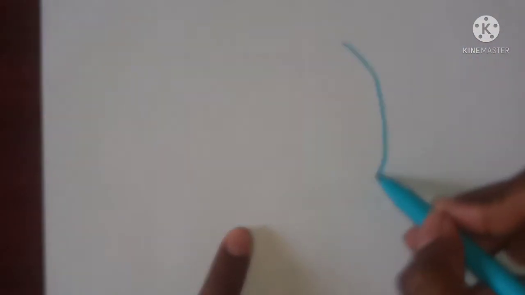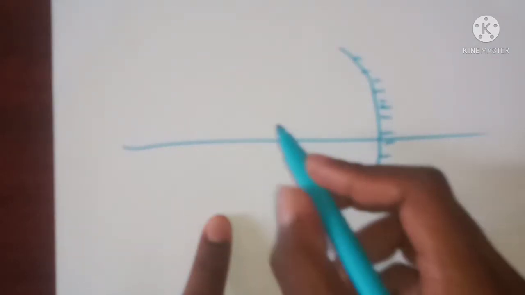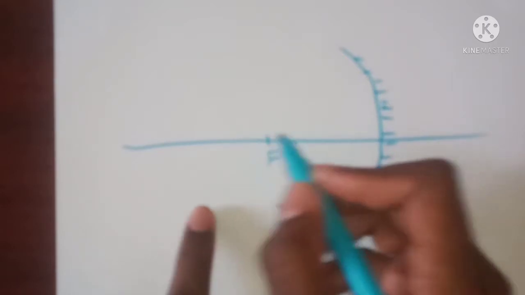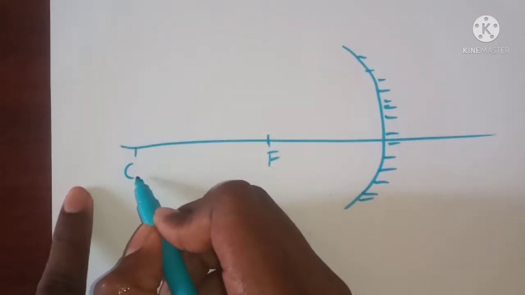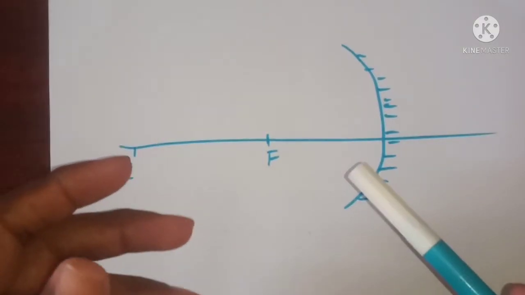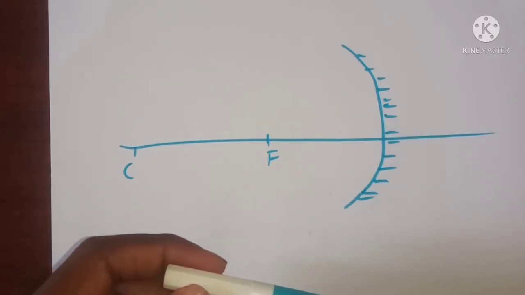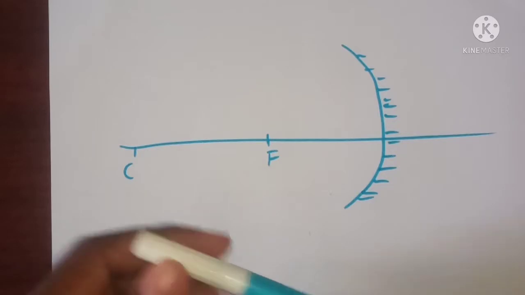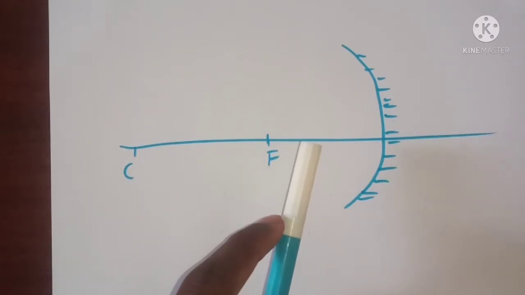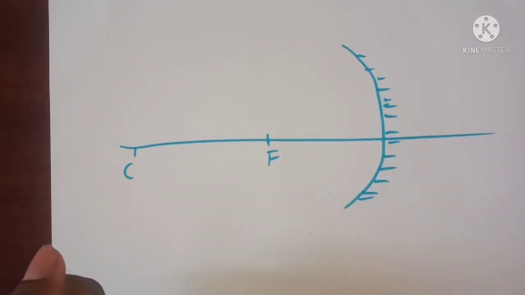When we take a concave mirror, this is our principal axis, this is our focus, and this is our center of curvature, that is C. So, when we look like this, what do we need for shaving? We need an enlarged image of our face and we need an erect image. So where do an erect image and an enlarged image form on a concave mirror?